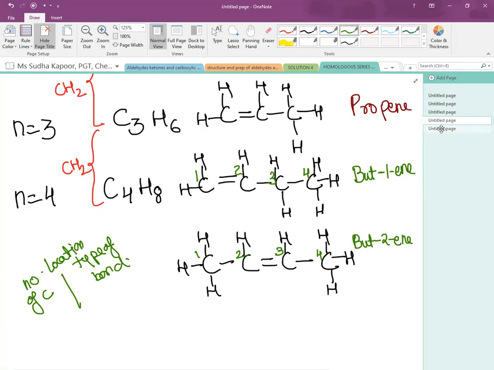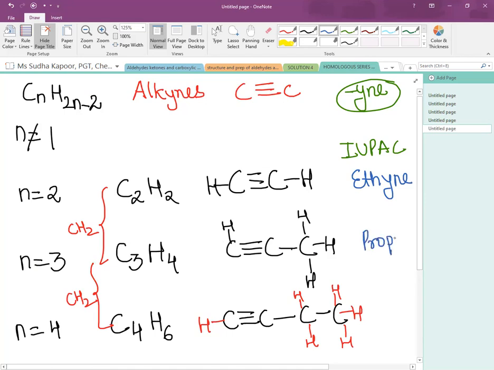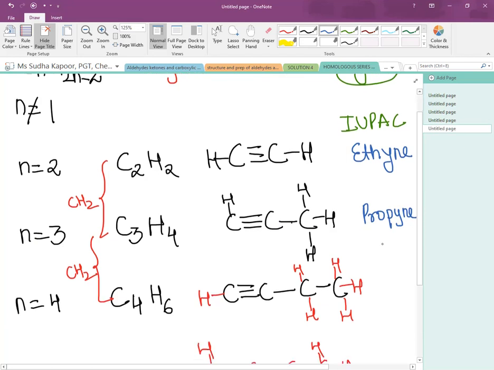Now coming to the alkyne part. In case of alkyne, the triple bond is there and the name ends with yne. The suffix used is "-yne". So starting with the IUPAC system, for it also, 2 carbons with a triple bond. 2 carbons, eth, triple bond, "-yne", ethyne. 3 carbons, prop, triple bond, "-yne". We will call it propyne.